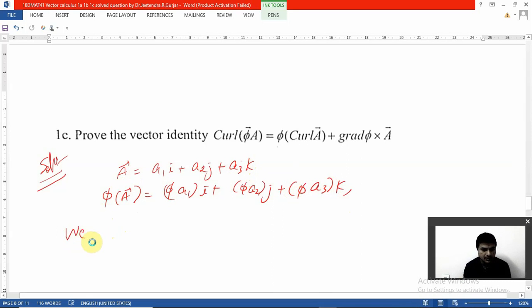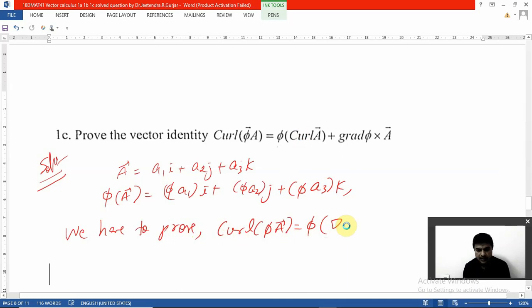We have to prove that, yes students, please see here, the curl of phi A bar is given. Just write it like this: curl of phi A bar is nothing but phi times curl of A bar, that is del cross A bar, plus gradient of phi, that is del phi, cross A bar, they have given. Okay, so this you have to remember. So what we are going to prove is very important.